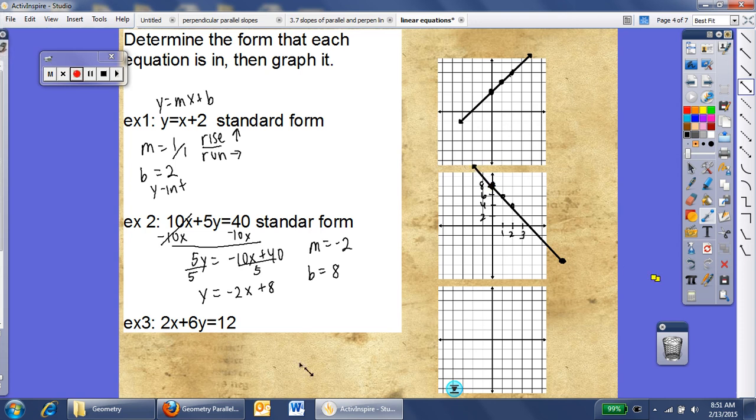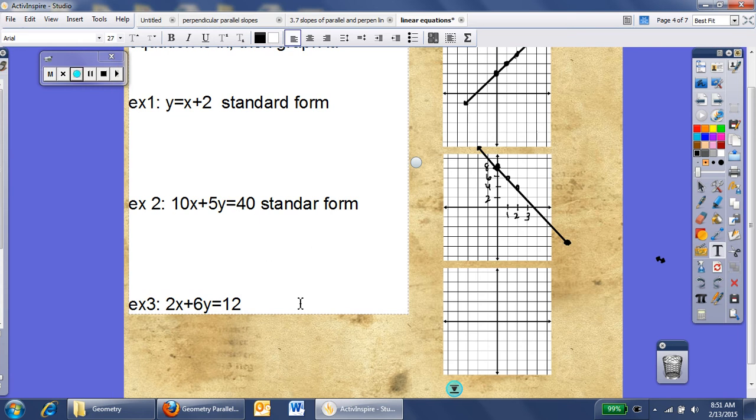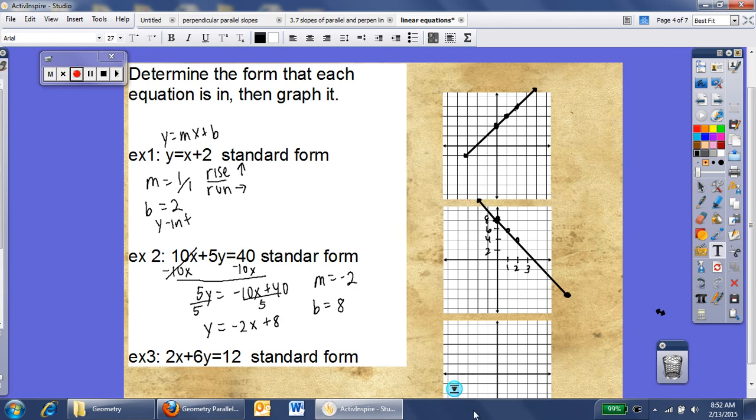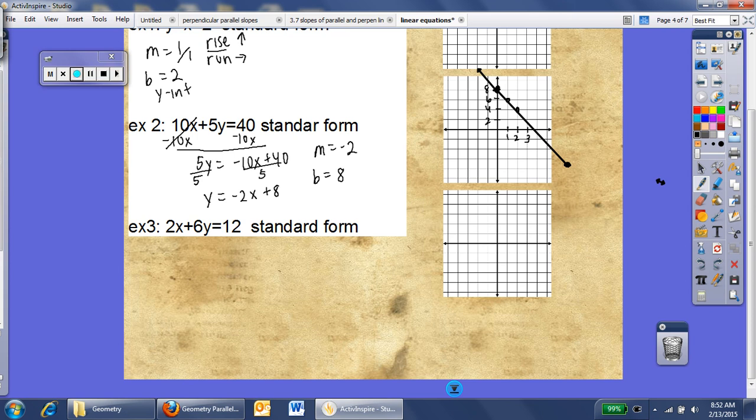Alright, and lastly, looking at example 3, this one looks just like example 2, where the x and the y are both on the same side. So this one is also in standard form. And in order to graph it, we need to get it into slope-intercept form so that I can see the slope and the y-intercept. Just as before, I want the y by itself, so I'm going to subtract 2x on both sides. I bring down the 6y, that equals negative 2x plus 12.